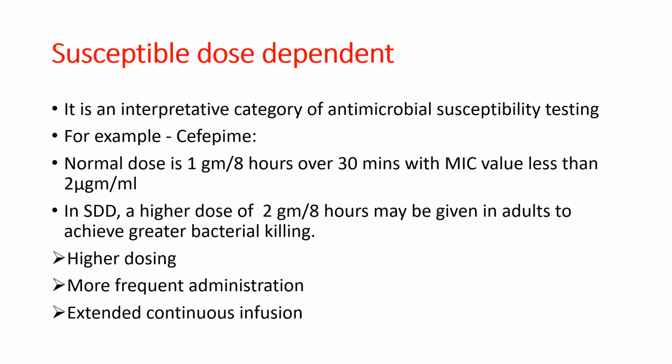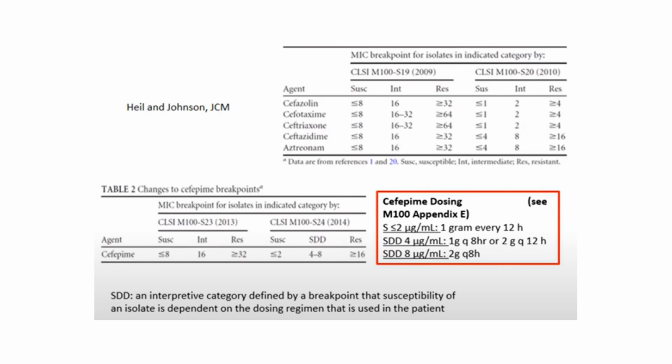For example, cefepime: the normal dose is 1 gram every 8 hours over 30 minutes for an MIC of less than 2 micrograms. But if it is SDD, then a higher dose such as 2 grams every 8 hours may be given to achieve the pharmacological effect. Another example, if the cefepime is reported as sensitive with MIC less than 2, then 1 gram every 12 hours is enough. But if it is SDD and MIC is 4, then 1 gram every 8 hours or 2 grams every 12 hours. But if it is SDD with MIC 8, then 2 grams every 8 hours.